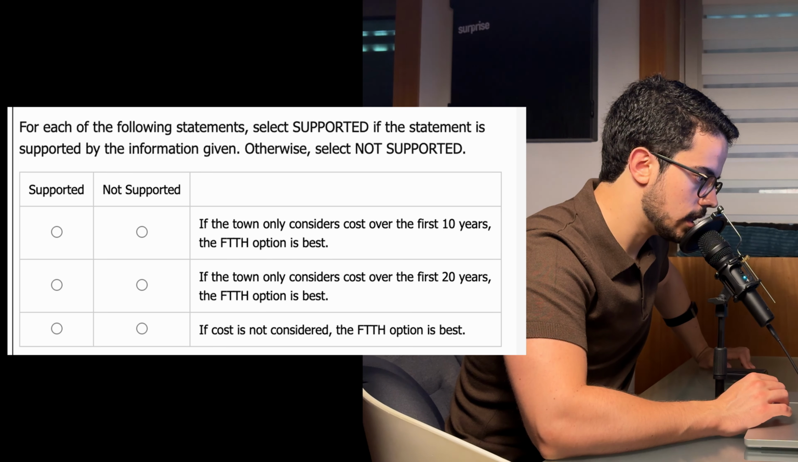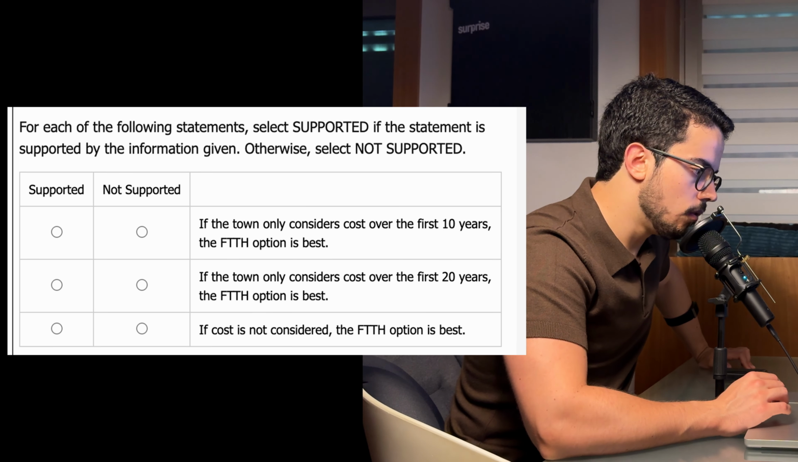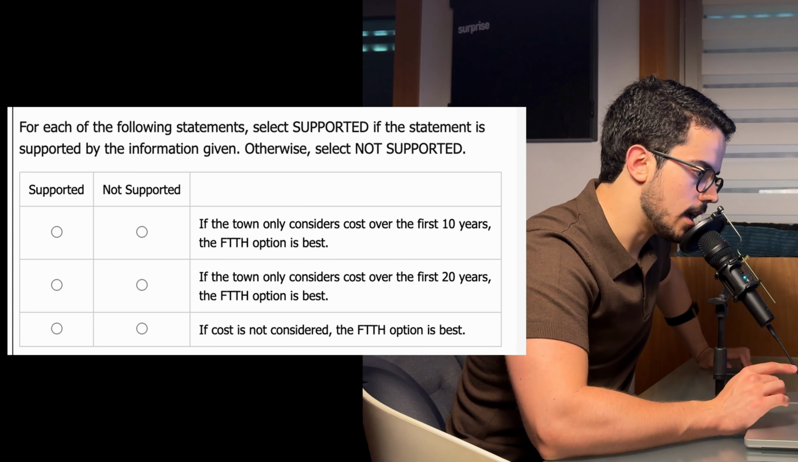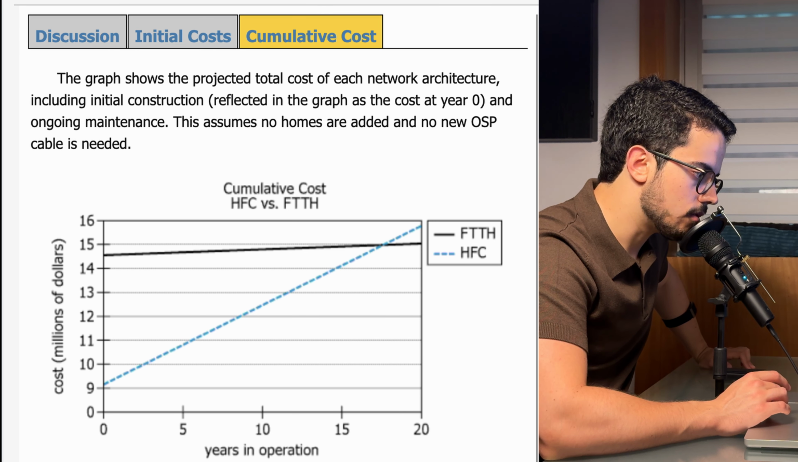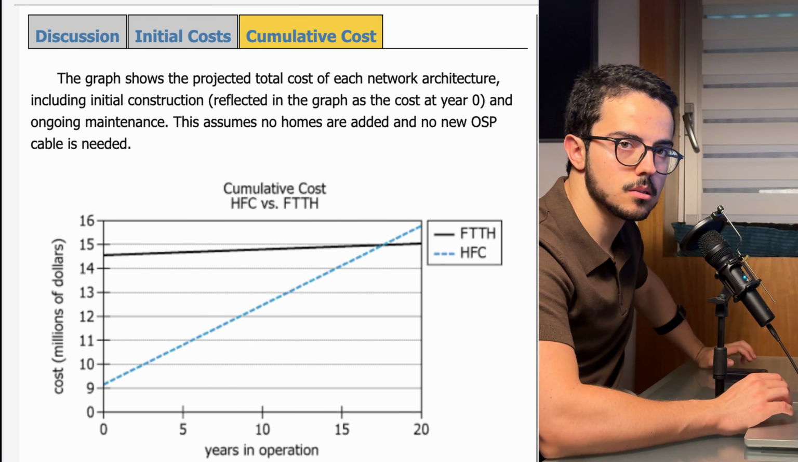Next one, statement 2: over the first 20 years, FTTH is the best. Let's go back to the graph. At year 20, the black line for FTTH is lower, it's cheaper, so yeah, it's supported.